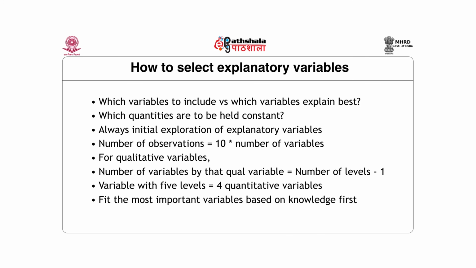And there are some other conventions. These are more like rules of thumb rather than anything else, so don't take them too seriously. It's just that the number of observations is about 10 times the number of variables. And if you are dealing with a qualitative variable, as a categorical variable, then it depends on the number of categories you have. So the number of categories minus 1, multiplied by 10, will give you that. So if you have got a categorical variable with 5 categories, that's equivalent to 4 quantitative variables, then times 10. Okay, and as I say, fit the most important variables based on your knowledge.